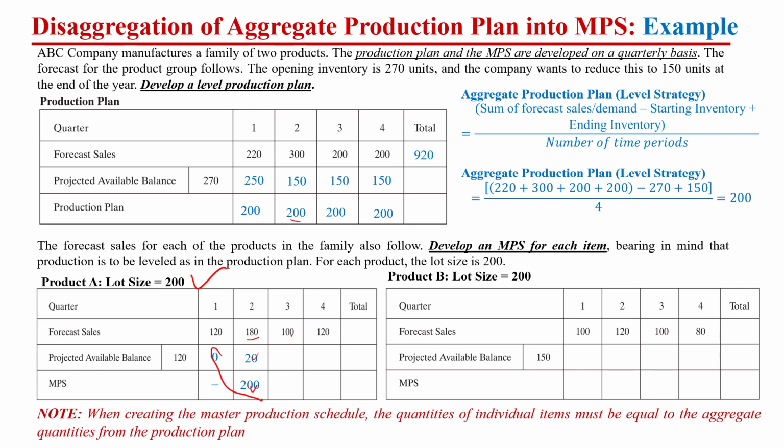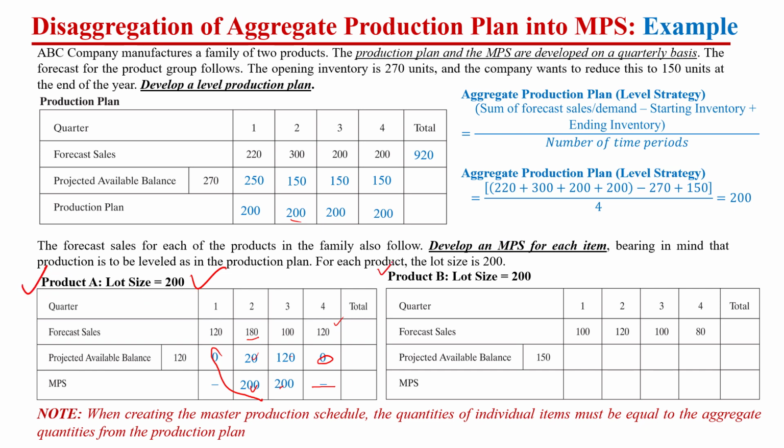Again, we cannot meet this demand with the help of this 20, so we have to produce again over here, which is 200. So 20 plus 200 is 220, minus 100 is going to be 120, right? And then 120 minus this 120 is going to be 0, and there will be no production quantity we have to produce over here, right? So we have developed the master production schedule for product A.